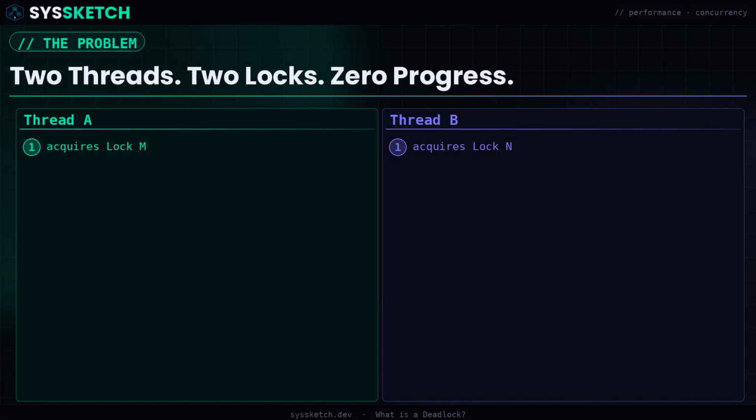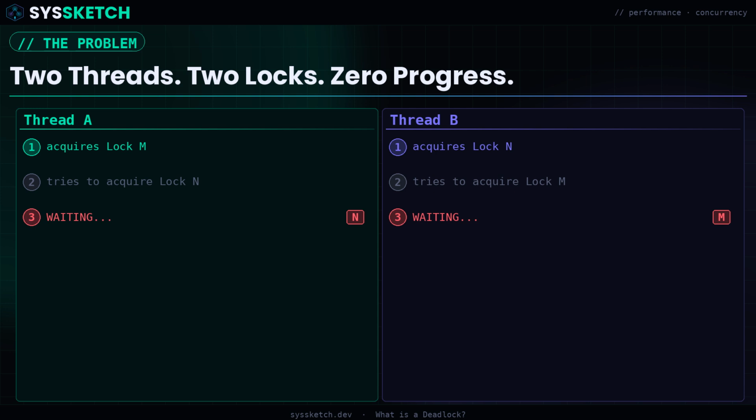So what actually goes wrong? Imagine two threads running at the same time. Thread A grabs lock M and then tries to grab lock N. Thread B grabs lock N and then tries to grab lock M. Thread A is waiting for N. Thread B is waiting for M. But thread A holds M and thread B holds N.